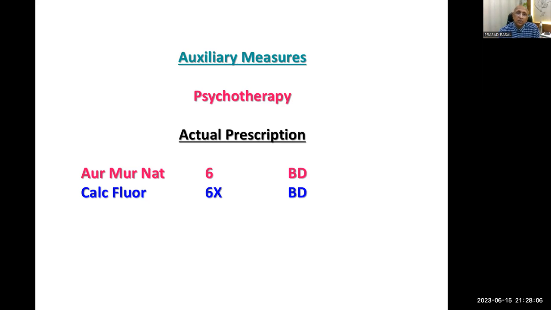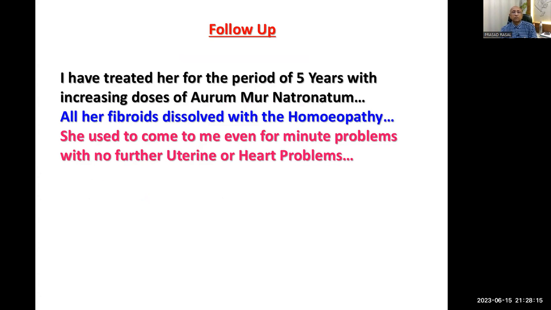All the USG reports are there, and they showed a decrease in the size of fibroids every year. So it was very good. I treated her for a period of 5 years with increasing doses of Aurum muriaticum natronatum. All her fibroids dissolved with homeopathy. She used to come to me even for minor problems, with no further uterine or heart problem.